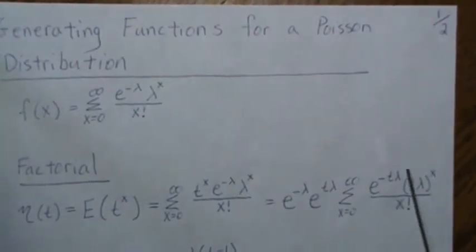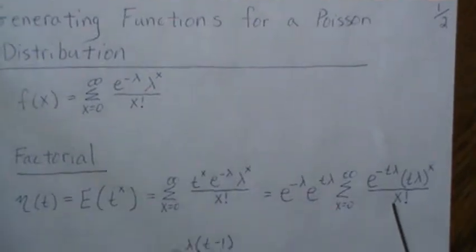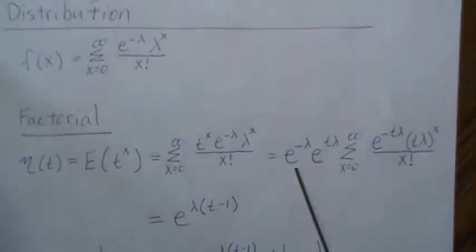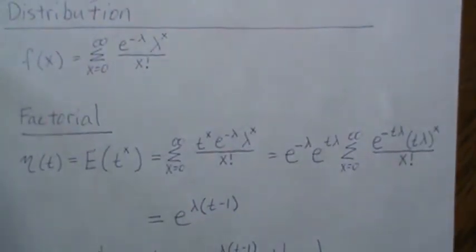But this is a new Poisson distribution, which sums to 1. So we're left with just this, and you combine the exponents, and that's it. That's the factorial moment generating function.